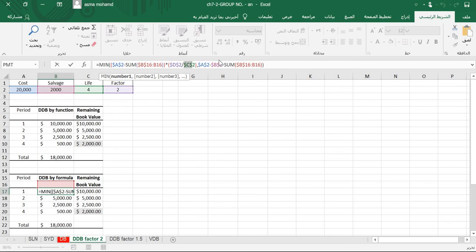And we will compare it to the next number. What is the next number? The next number is about the cost minus the salvage minus the accumulated depreciation. So the least between these two.